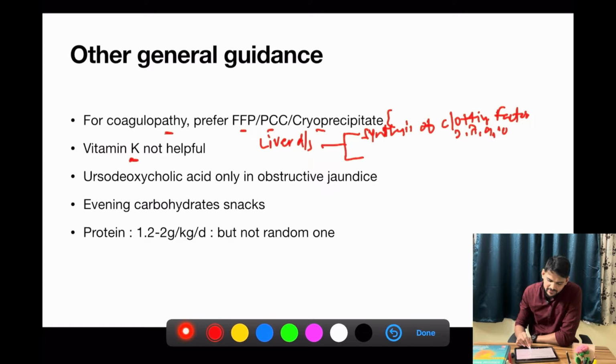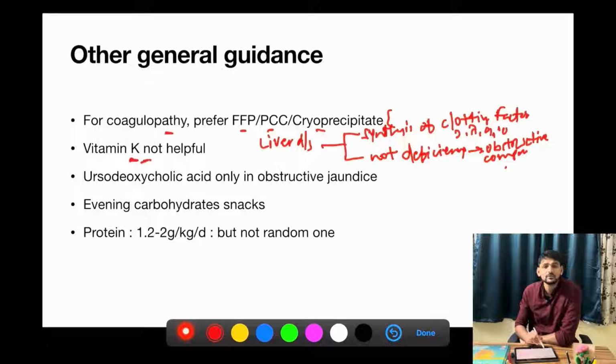And vitamin K should be given only if there is deficiency. So in liver disease, usually there will not be deficiency of vitamin K unless there is an obstructive component. In that case, because of the obstruction in the biliary tree, there will be improper absorption of vitamin K. So in that case, we can give vitamin K. But otherwise, it is not required to replace vitamin K because it is a problem of synthetic dysfunction. This is again a very important point to focus upon.